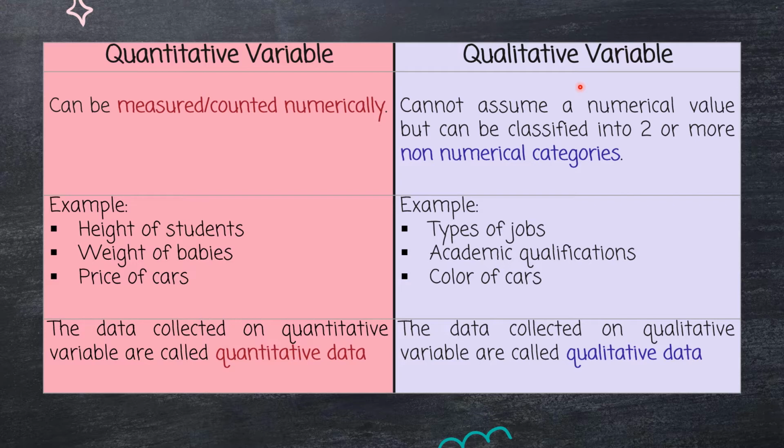Next, qualitative variable. This variable cannot assume a numerical value but can be classified into two or more non-numerical categories. Example of this variable: types of jobs, academic qualifications, color of cars. The data collected on qualitative variables are called qualitative data.